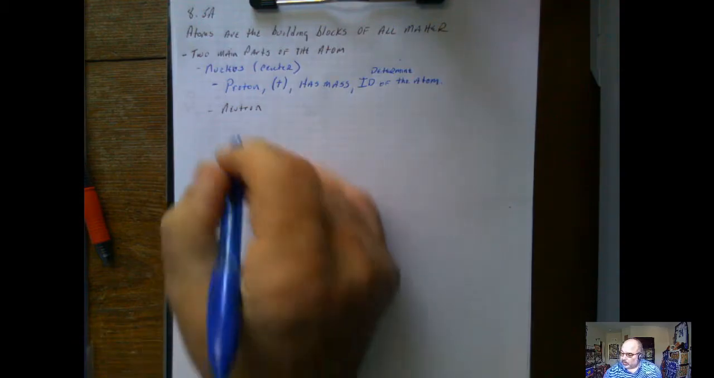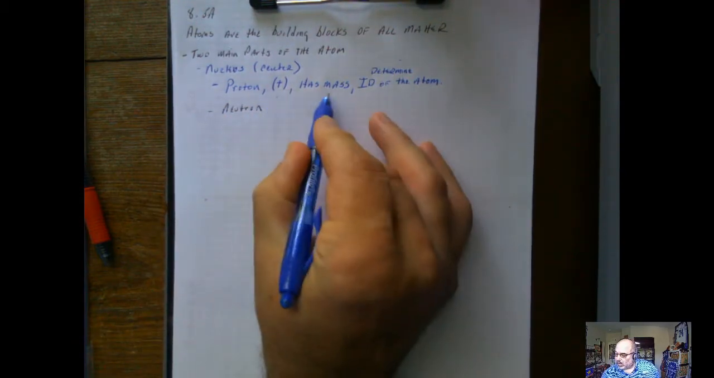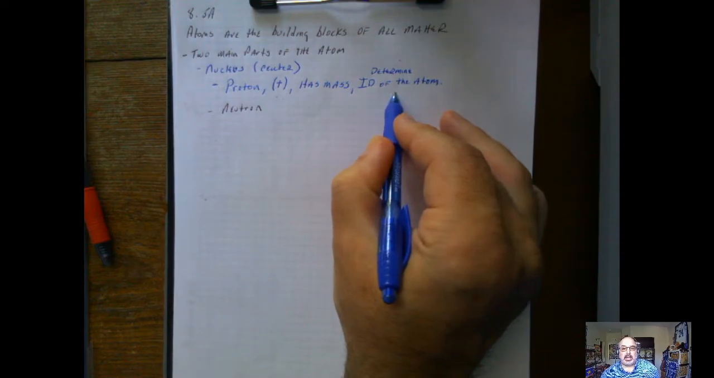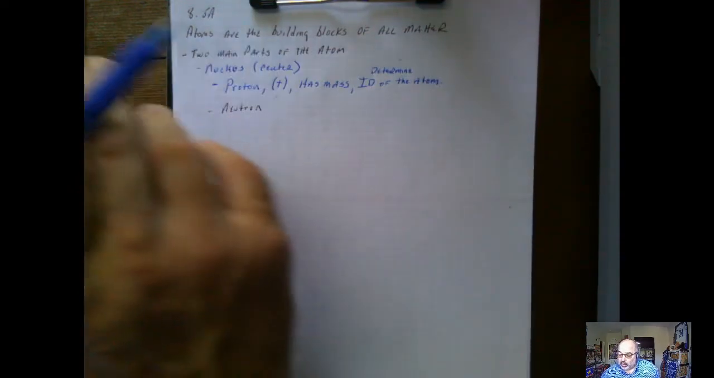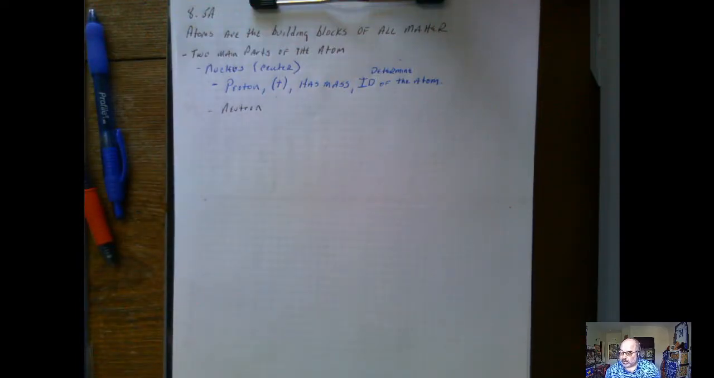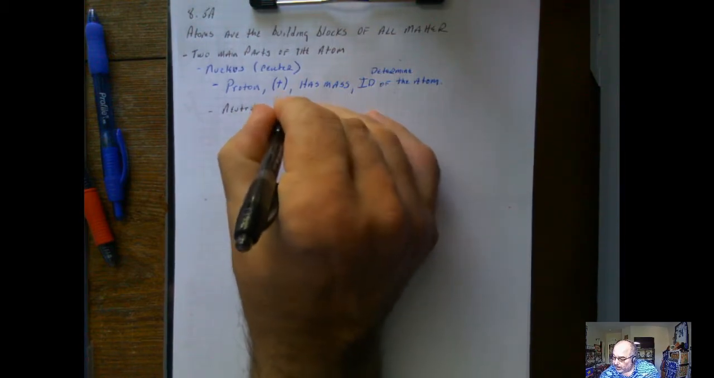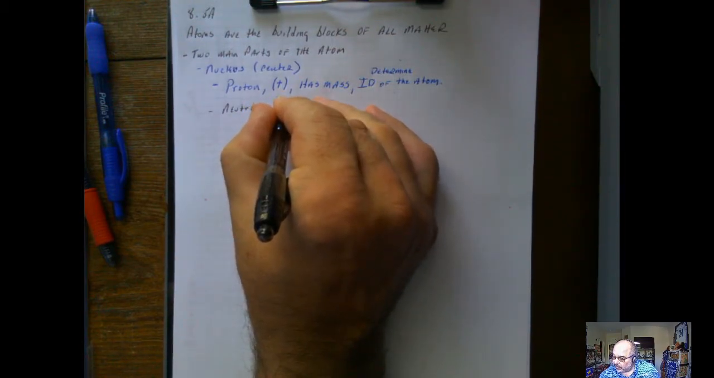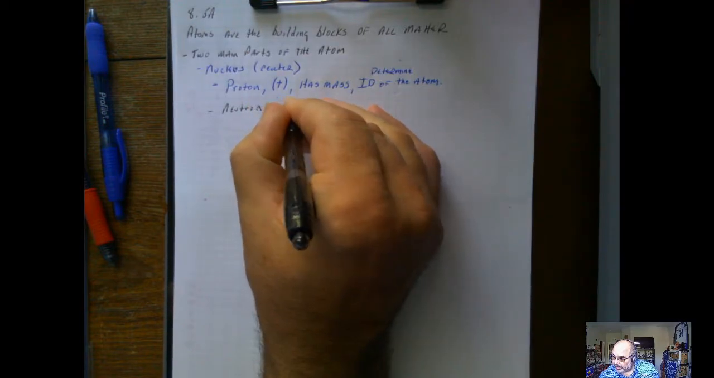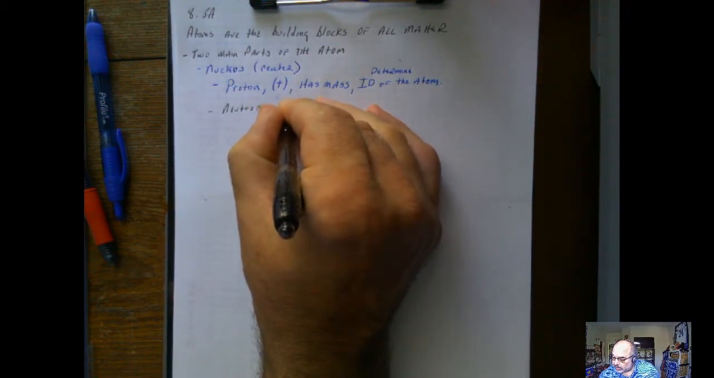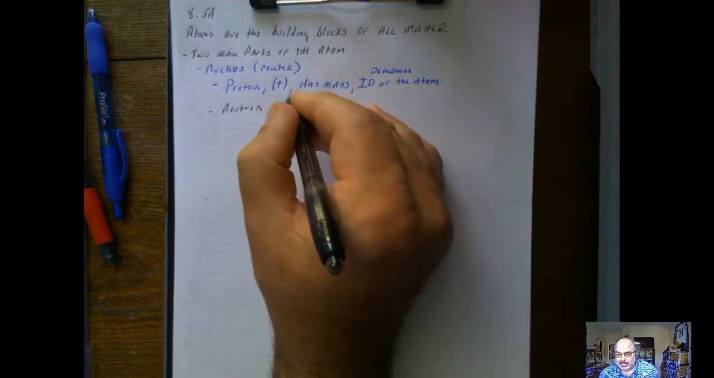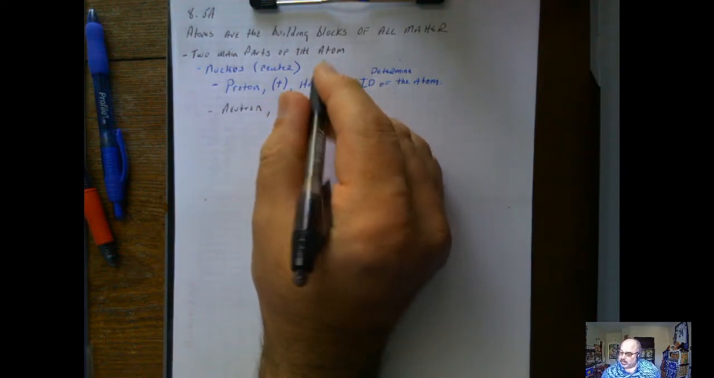Okay, so the proton has a positive charge, it has mass, and it determines the ID of the atom. Okay, determines the identity of the atom. The neutron is also very important. It has a negative, okay, charge. And the symbol for the negative charge or the null charge is a circle. I'm sorry. It has no charge.